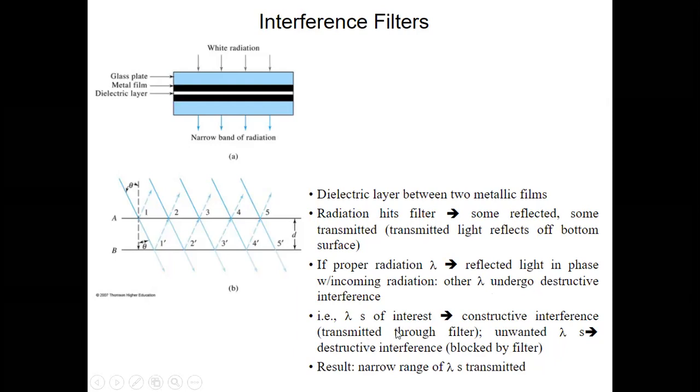So because of these interferences, a narrow range of lambda is transmitted. Not the entire light which is coming, but a certain wavelength will be passed through the filter. Okay, so that is what happens in the interference filter.